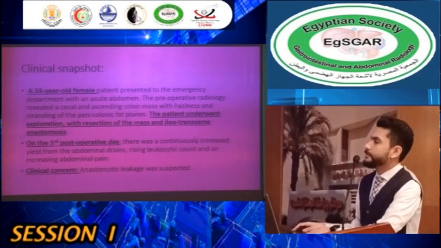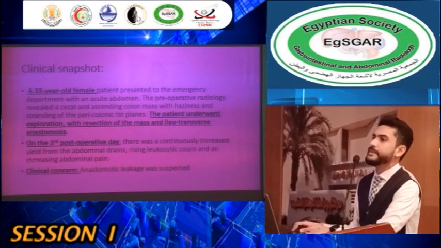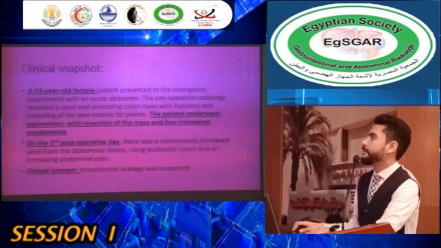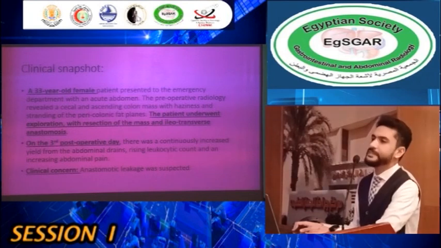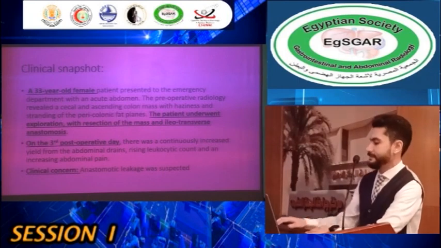On the third post-operative day, the patient suffered from increasing yield from the post-operative drains as well as increased leukocytic count and increasing abdominal pain, so post-operative leakage was suspected.